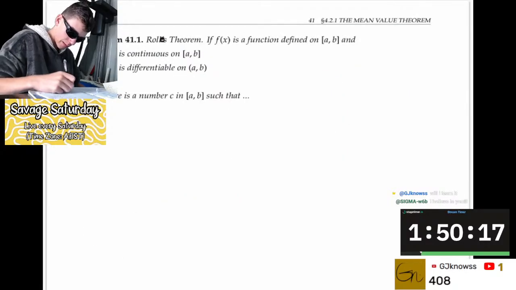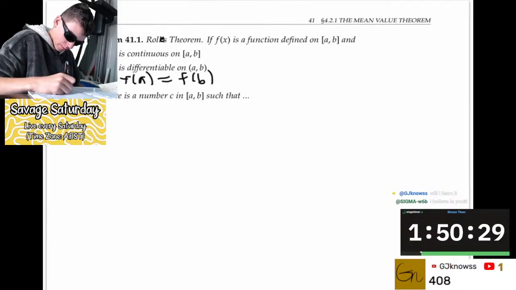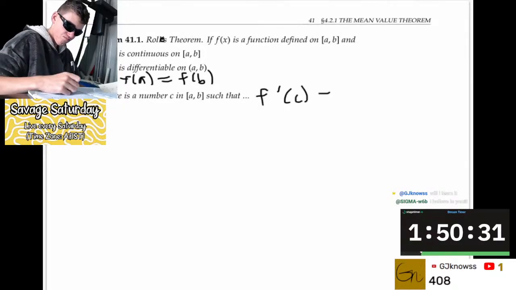Rolle's theorem is an important special case of the mean value theorem. If f is a function defined on the closed interval ab, and f of x is continuous on that whole closed interval, differentiable on the interior of the interval, and if f of a is equal to f of b, then there's a number c in the interval ab such that f prime of c is 0.